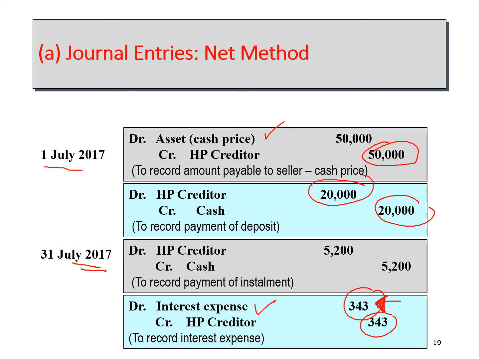What you have to note is that under this net method, your interest charge is directly recognized against the HP creditors account. If you look at this last transaction, you debit your interest expense, you credit your HP creditors. That is what is meant by the interest charge being recognized directly against your HP creditors. We will look into the gross method next.